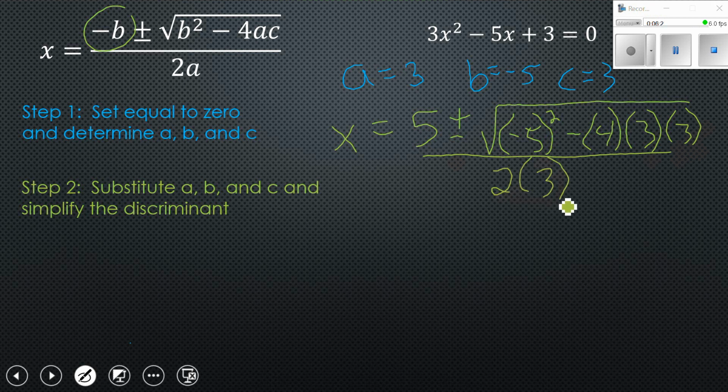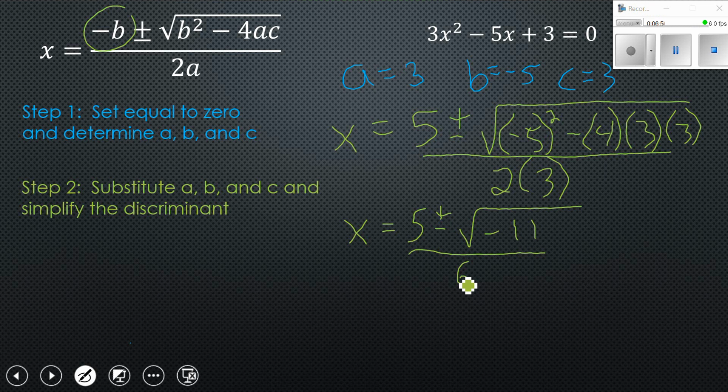Again, just verify that you plug the right stuff in where it belongs. Take a second to mentally check that. 4 times a times c looks good. Okay, and we're going to simplify the discriminant. So x equals 5 plus or minus the square root. In this case, the discriminant reduces down to negative 11 because we're doing 25 minus 36. We have negative 11. At this stage, I always simplify the denominator too, so that becomes a 6.